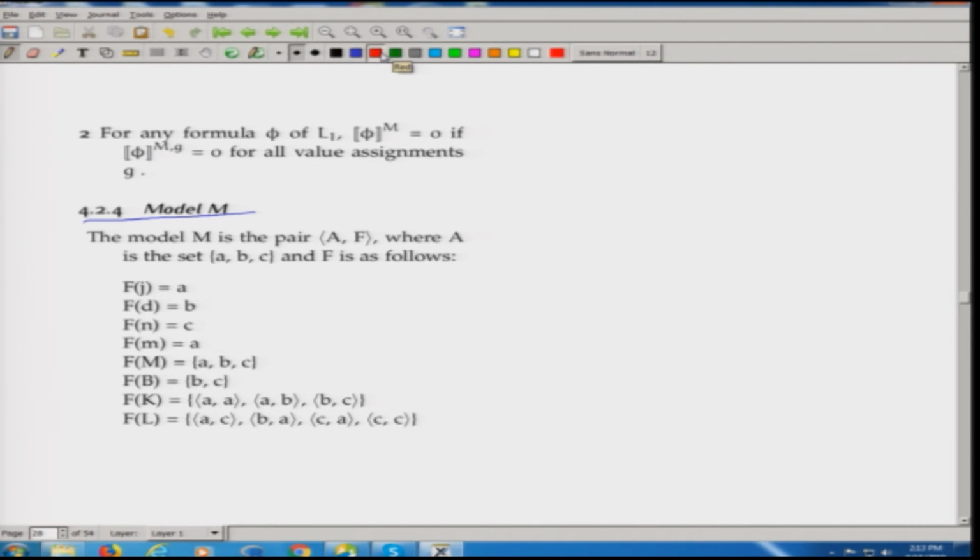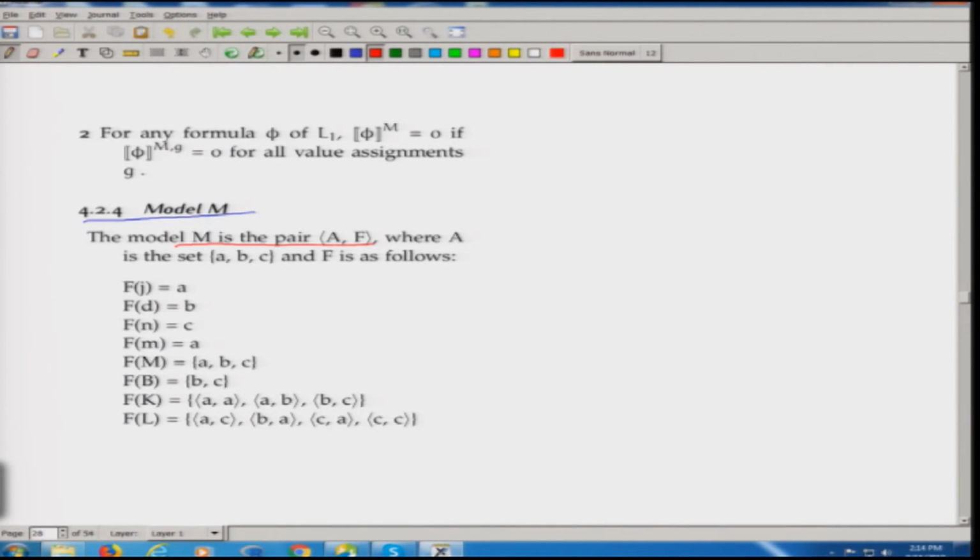I will tell you why the model does not include g. G is something very important, but g is neither included in the language nor in the model. We will talk about it. We need to talk about the philosophy of it also, but first the model construction. The model M is a pair A and F, where A is the set A, B, C, saying that in our reality there are just three things A, B and C.